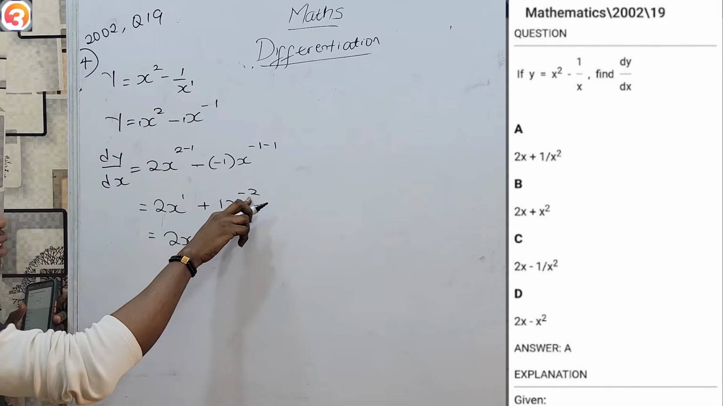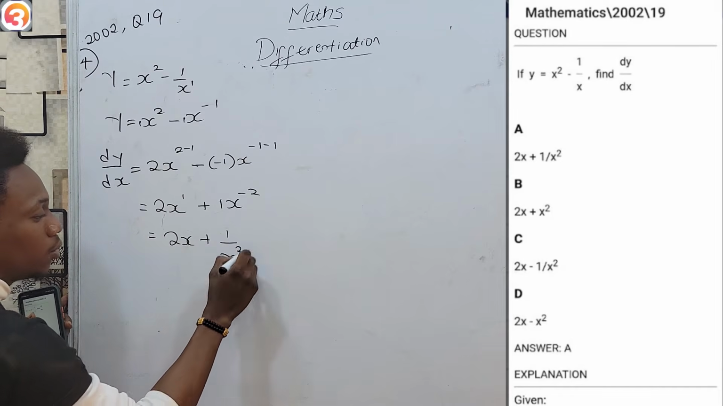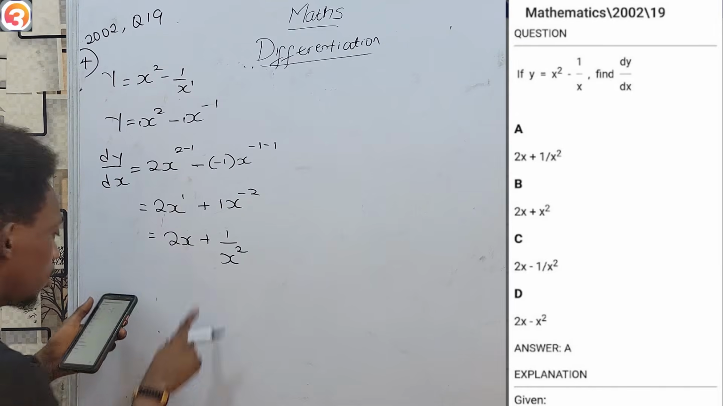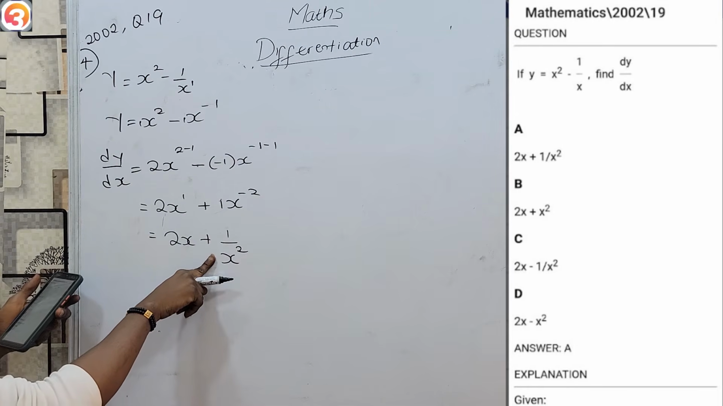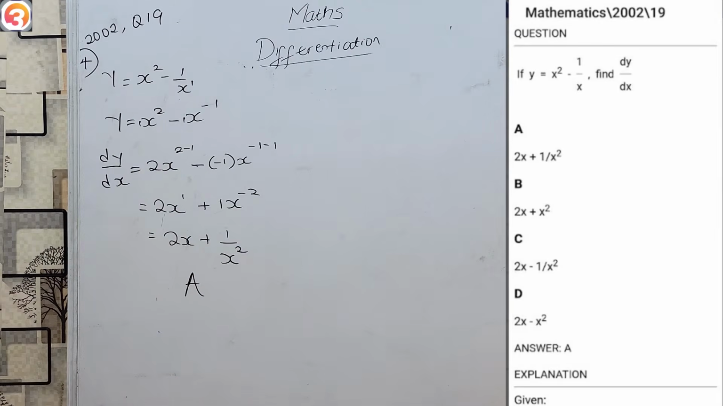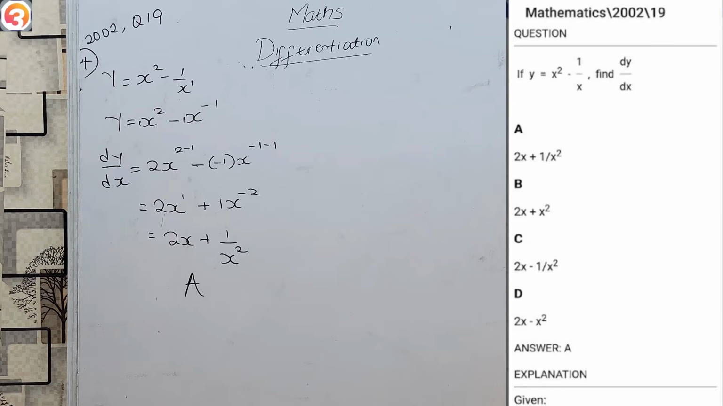Taking this x because it's negative, I'm taking it back down over x raised to power of 2. And that, remember, I'm having plus now, no longer minus. So that is option A. So I hope you get the idea right now. Calculus differentiation is very, very simple.